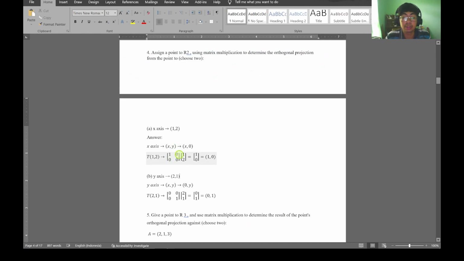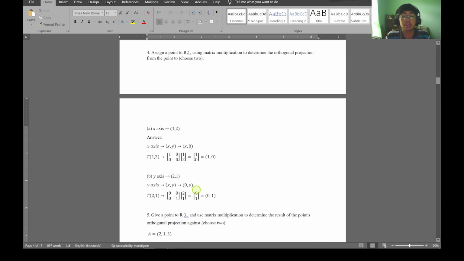1 0 times 1 and 2, we get 1, and 0 0 times 1 and 2 gives 0. We get the answer, matrix 1 and 0. We get this answer. Got it?